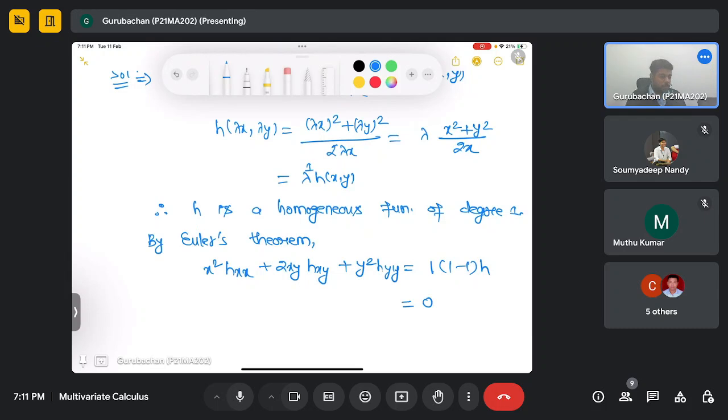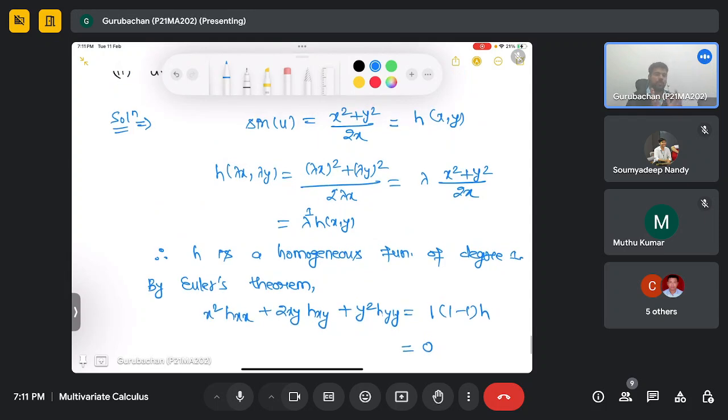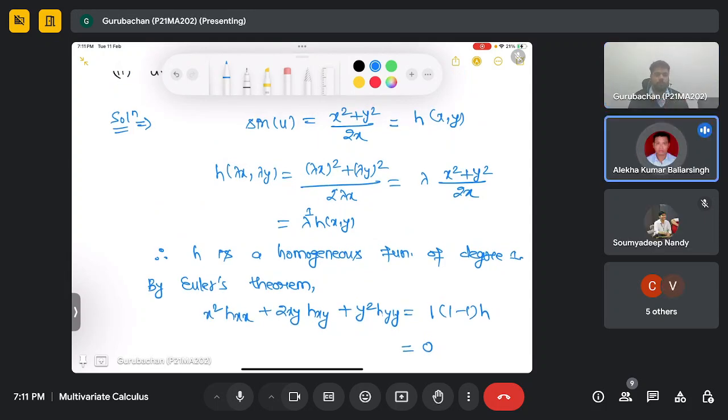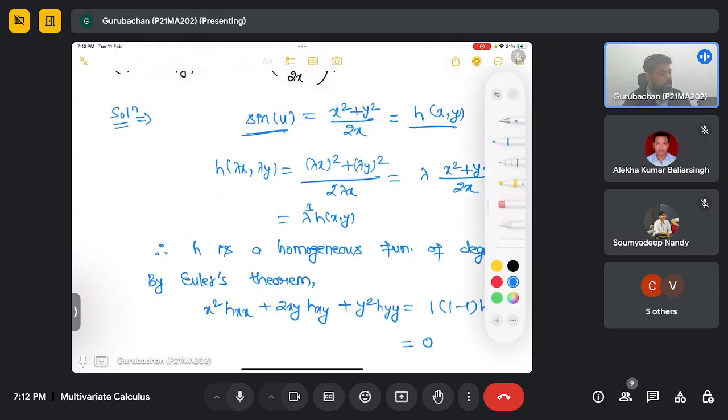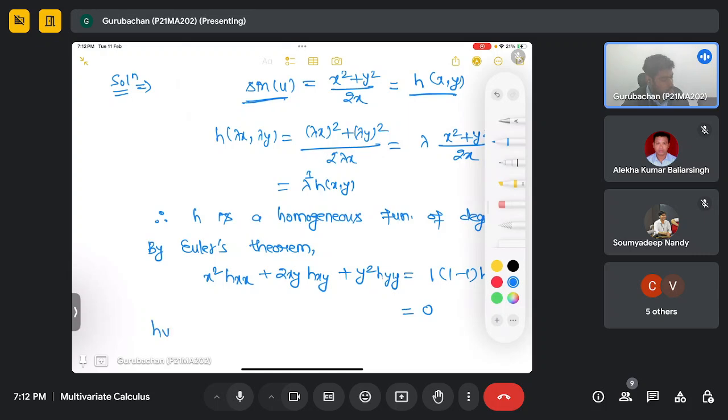Okay, so can I move from this one equation to some terms of u? Can I move in this way? Since we know that this h is nothing but sine of u, what will be the value of h_u? Cos u.